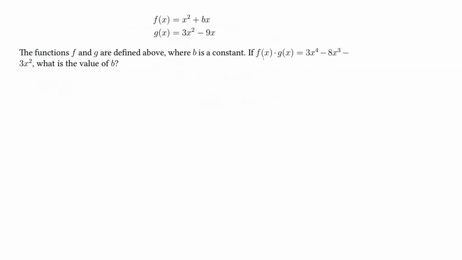In this problem, we want to multiply the functions f and g together, and then set it equal to the given polynomial. f is x squared plus bx, and g is 3x squared minus 9x.